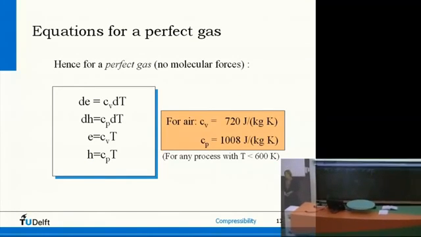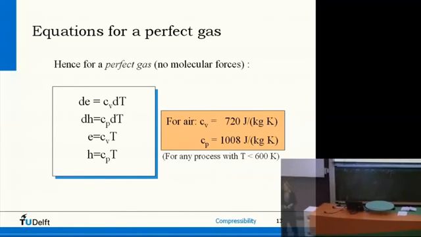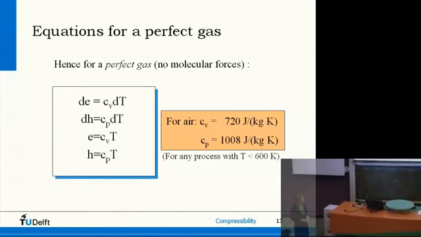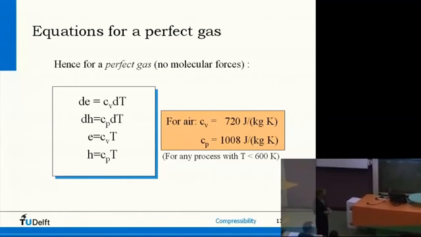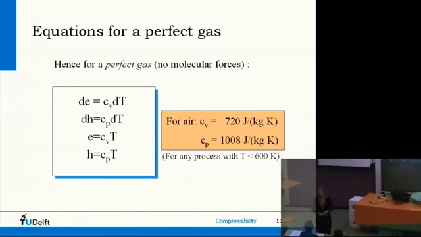Of course, interesting are the values of these specific heat constants. For air, at normal temperatures, so below 600 Kelvin, you can work with the following Cv and Cp.